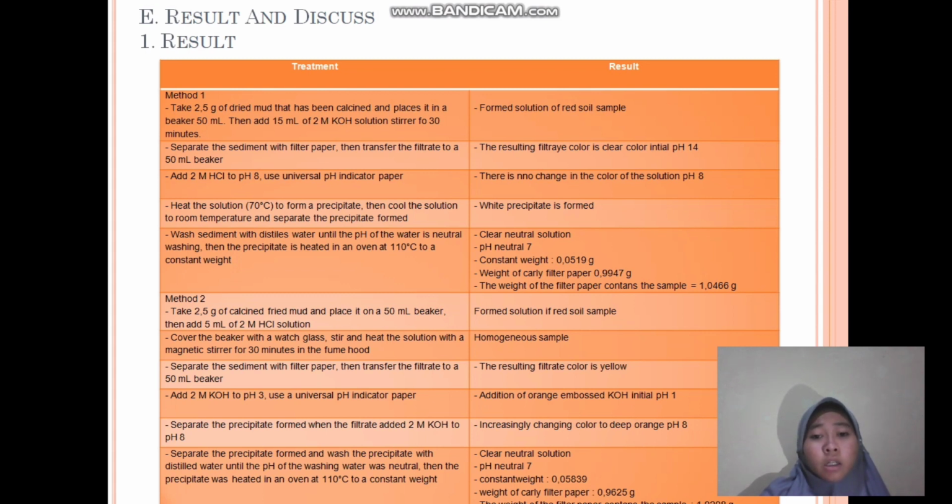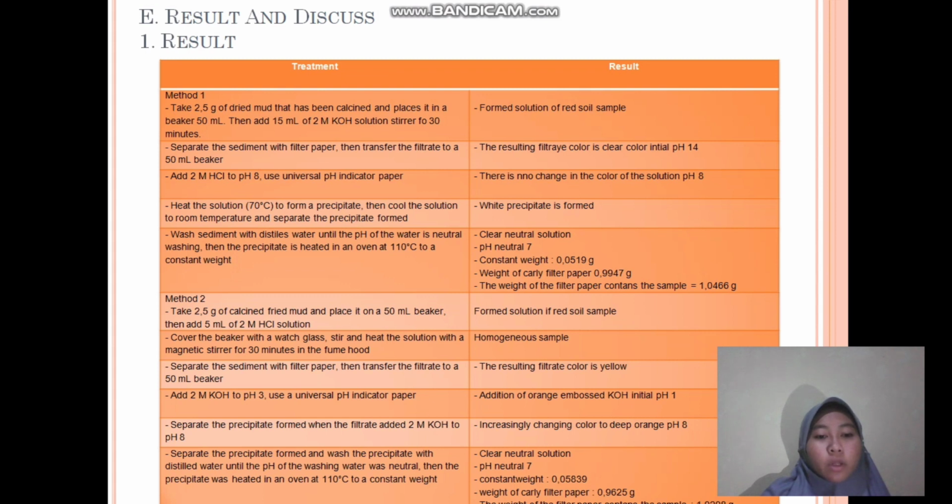Washing until the solution is pH neutral, 7, constant weight 0.518. Weight of clear filter paper 0.847. The weight of the filter paper containing the sample 1.046. Method 2. Take 2.5 grams to form a solution of the red soil sample.